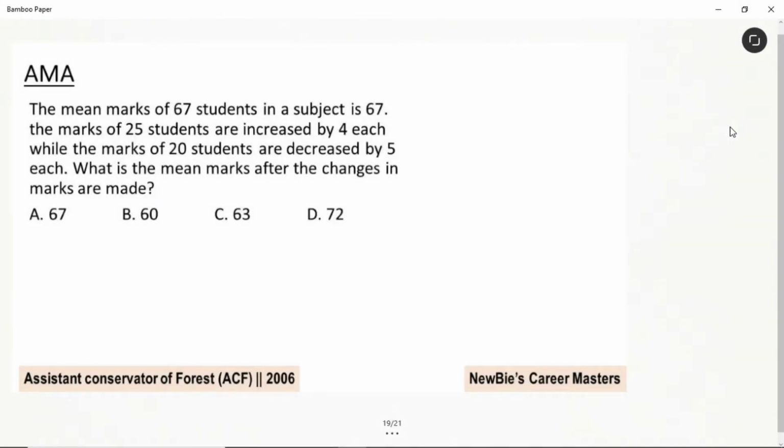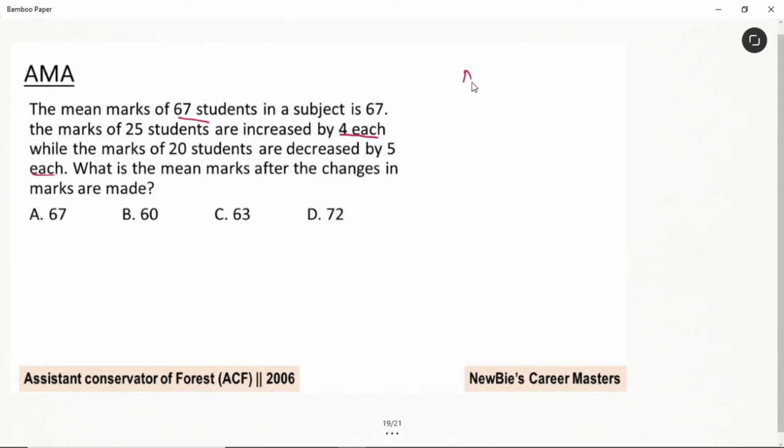Now the question we are solving is from average, mixtures and alligation. The mean marks of 67 students in a subject is 67. Mean marks means average marks. Then the marks of 25 students increased by 4 each, while the marks of 20 students decreased by 5 each. What is the mean marks after the changes are made?